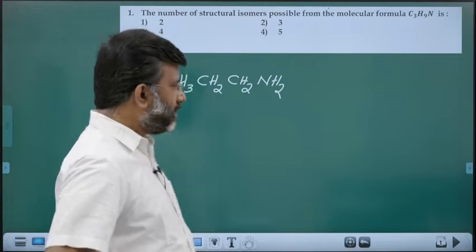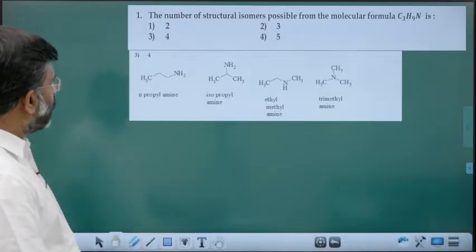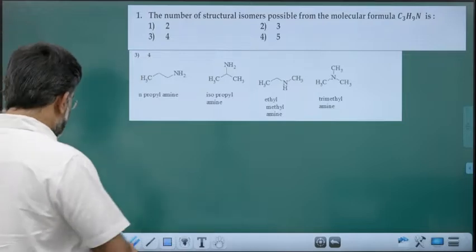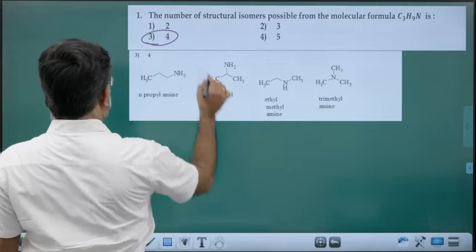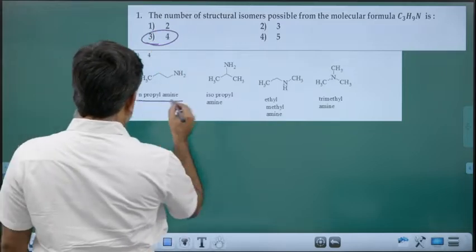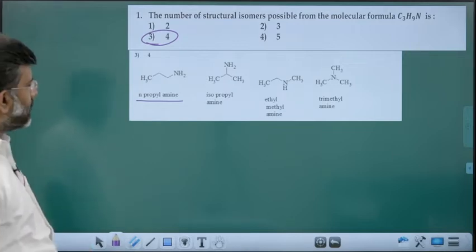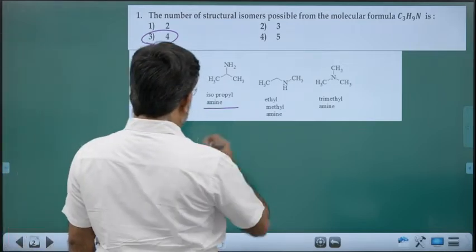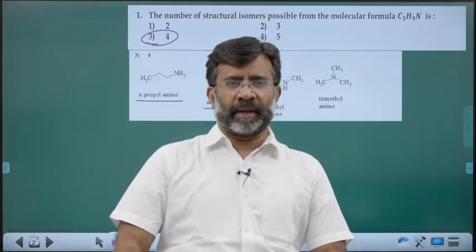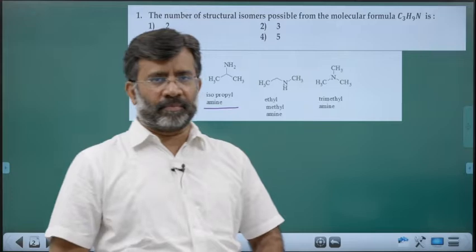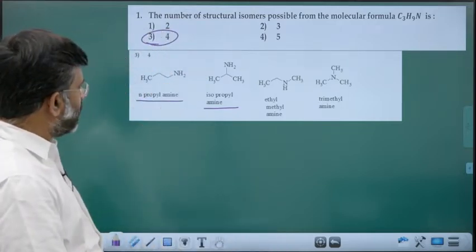Very simple question. All of you know the answer also. And it is 4 isomers are possible. Option 3 is the correct answer. 4 isomers are possible. Number 1, N-propyl amine, which I have written just now. Next one is isopropyl amine. So N-propyl amine means 1 amino propane, right? Or propan-1-amine. Then propan-2-amine, isopropyl amine.